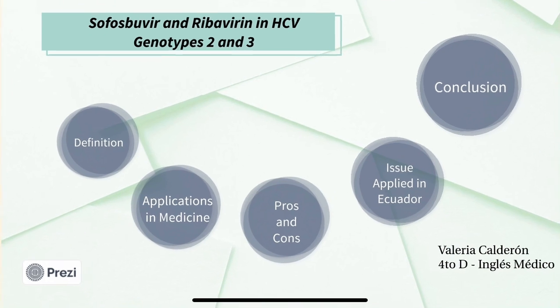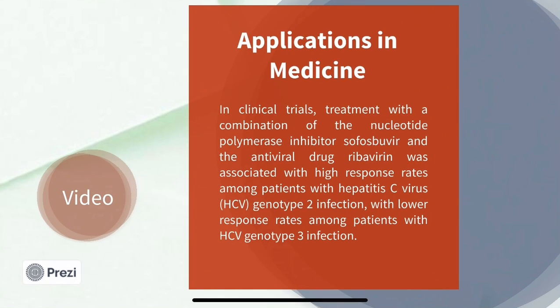Applications in medicine. In clinical trials, treatment with a combination of the nucleotide polymerase inhibitor Sofosbuvir and the antiviral drug Ribavirin was associated with high response rates among patients with hepatitis C virus genotype 2 infection, with lower response rates among patients with HCV genotype 3 infection.